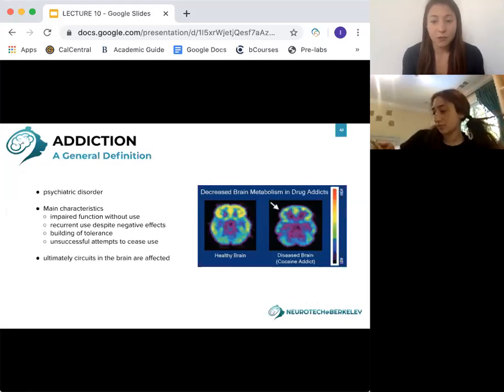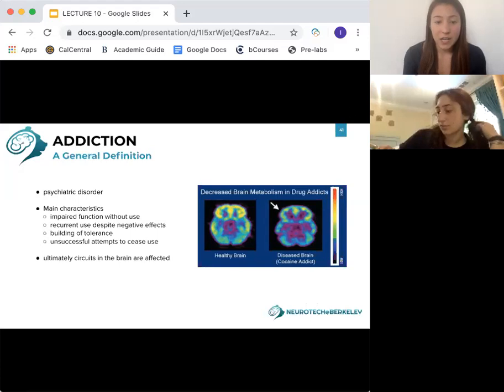These negative behavioral effects are caused by imbalances in the brain that are caused by the drugs, and the severity of the imbalance is dependent on how long a person has been addicted and how much of a drug they take. So as you can see in the fMRI image on the screen, there is decreased brain metabolism in this person who is addicted to cocaine. So obviously very bad effects for all of these things.